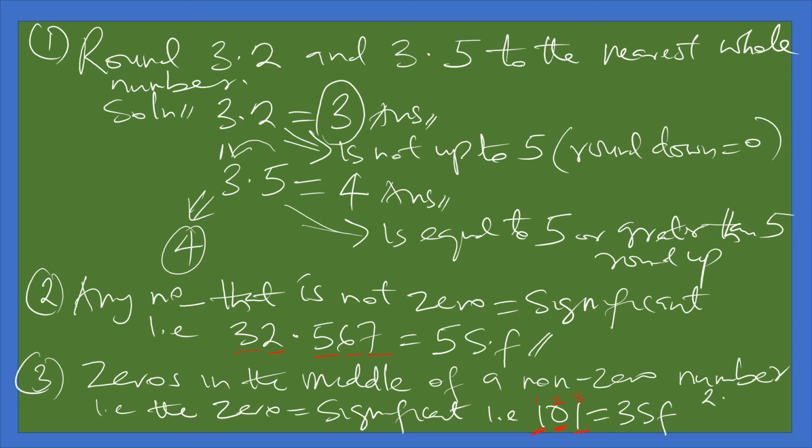Another one, 2.004. This simply means we have 4 significant figures. As easy as ABCD.